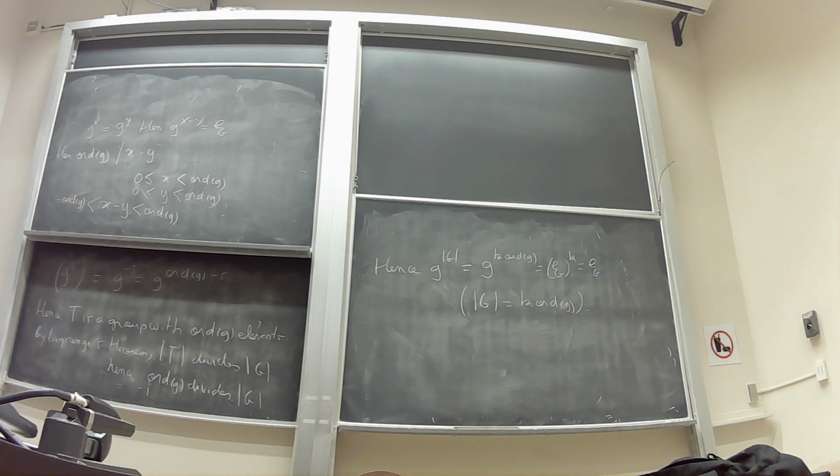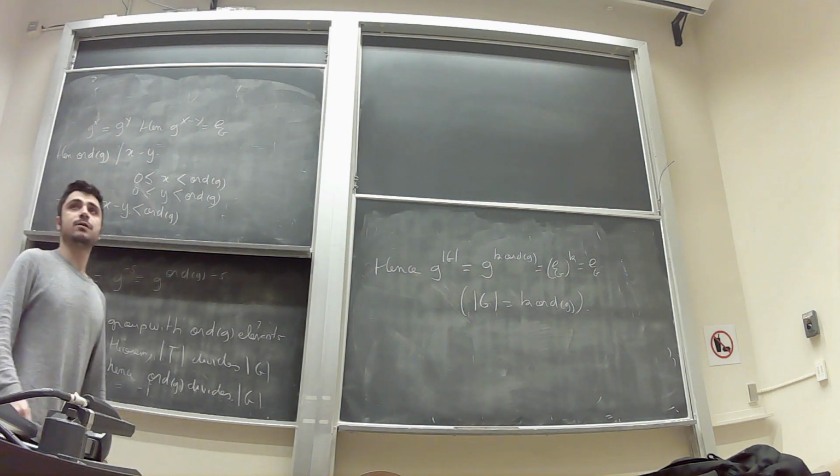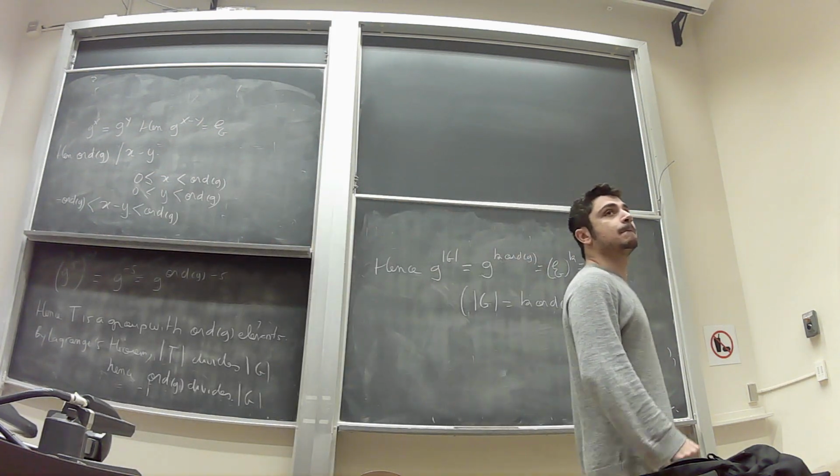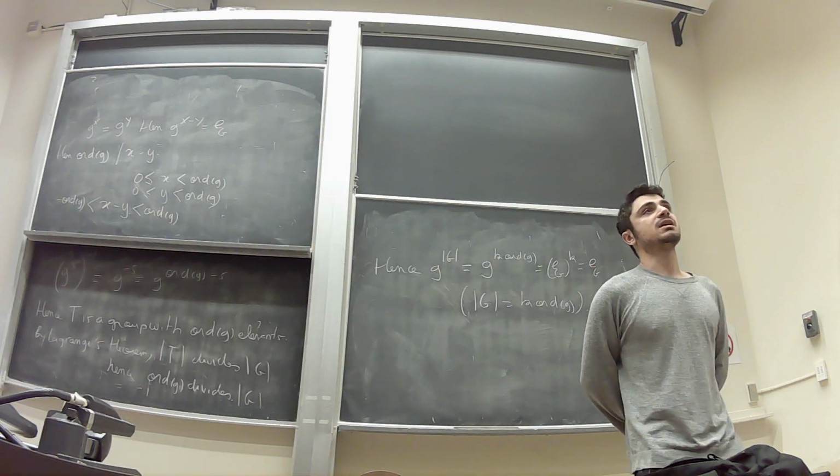Is it clear? So can a group of order 7 have an element of order 5? Can a group with 7 elements have an element of order 5?